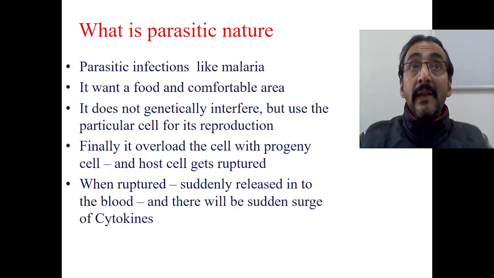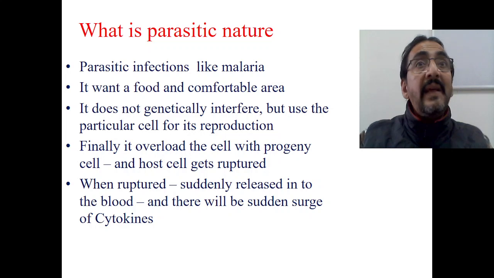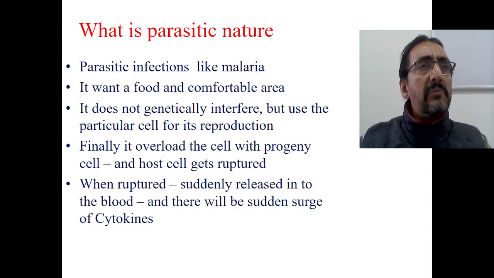So finally, inside that particular cell, it may be the RBC or any other cell, they complete their life cycle. A merozoite or a trophozoite is converted into male or female gametocytes, and then it bursts open that cell, and they come out in a larger number. From a single RBC, so many lakhs of this malarial parasite, gametocytes, may come out.